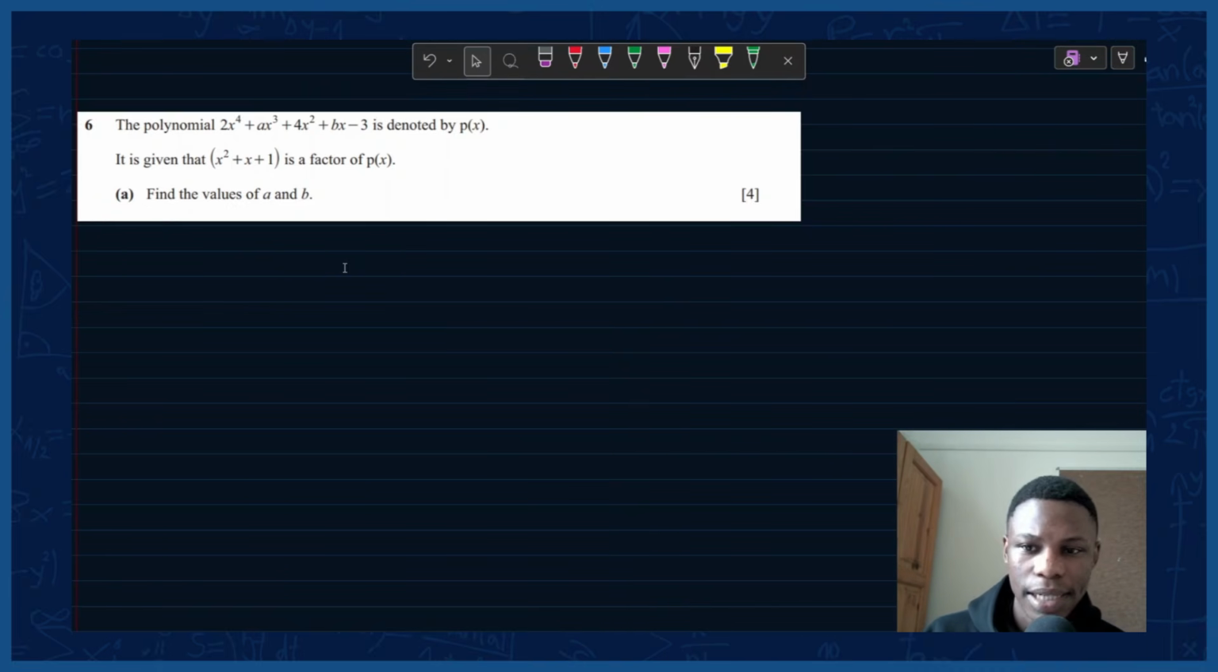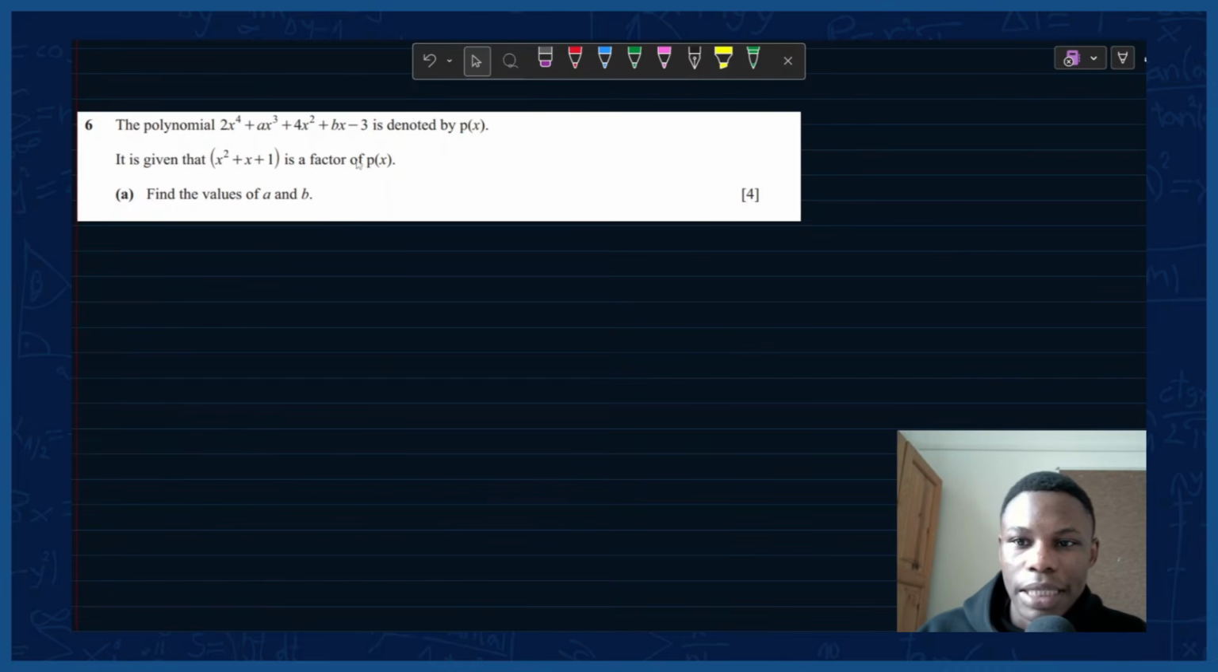So initially, because you see factor, naturally you should be thinking factor theorem. But this quadratic, if you check its discriminant, it's not going to give you any solutions. When set to 0 it would not give you any solutions. So this means we can't really factorize this nicely, so we can't use the factor theorem here.